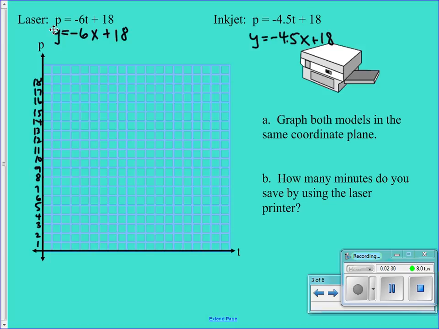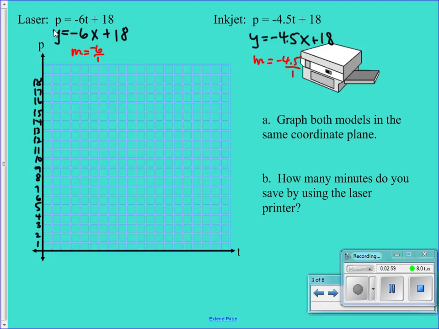Now, on the other hand, I'm going to print 6 pages per minute and 4.5 pages per minute. That means that my slopes are -6/1. That means I'm going to drop a lot and not run up very much. My slope here is -4.5/1. Again, dropping a lot, not going very far. So let's graph the laser printer, and we'll graph that in red.